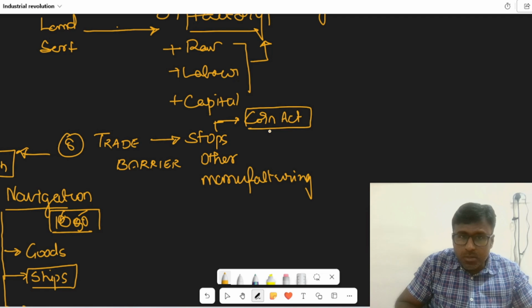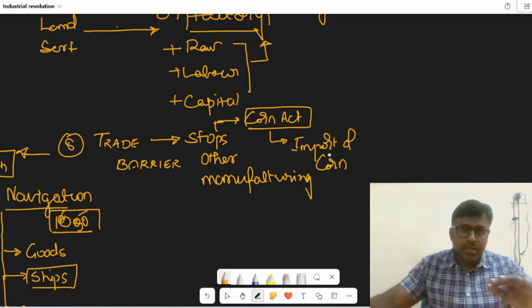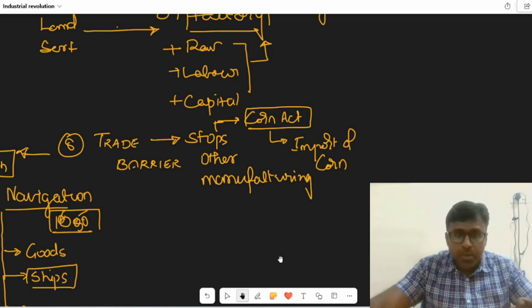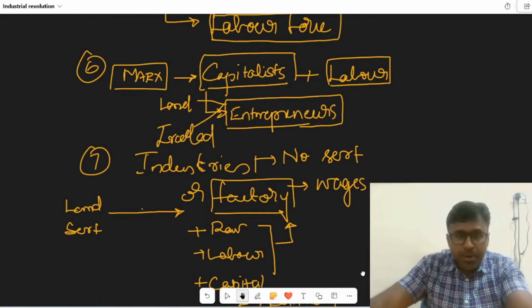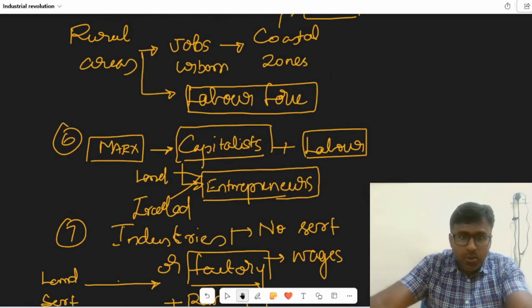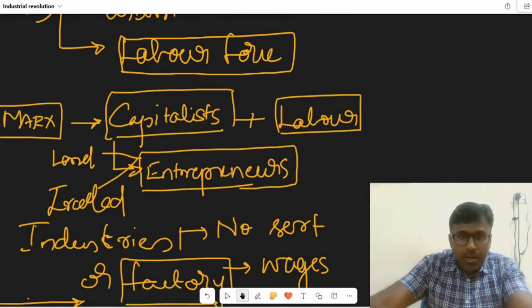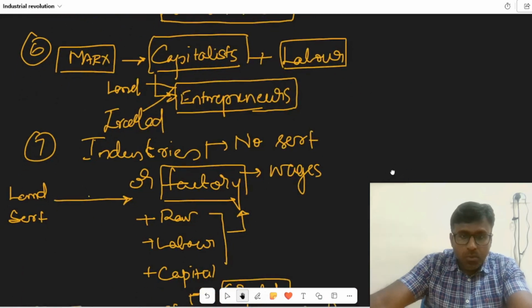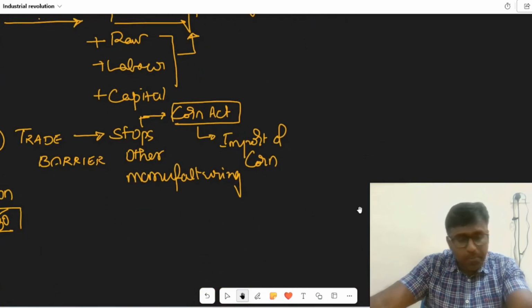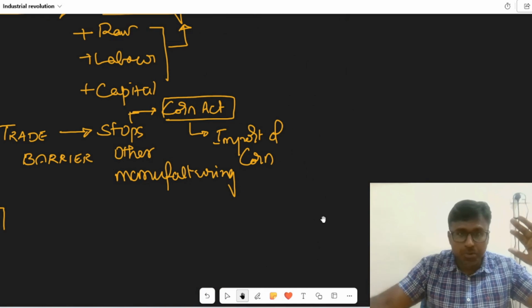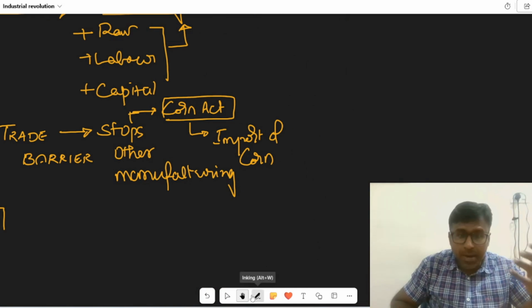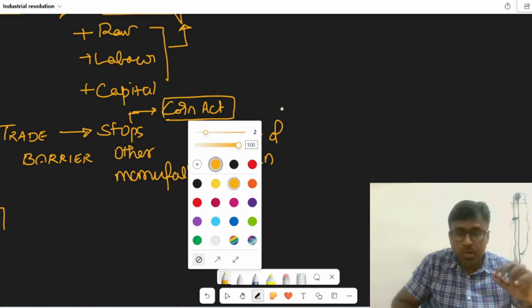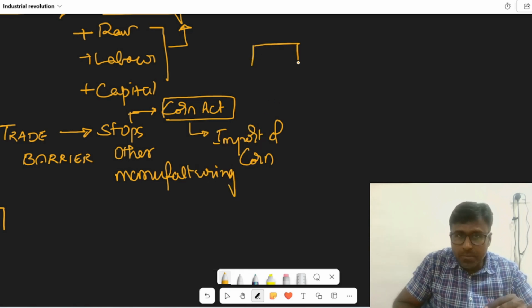Corn Act was an act where there was a prohibition on the import of corn. See, this is the change you should understand. Till now, the capitalists were only the land holding communities. Now, entrepreneurs are also coming. So, maybe I'll also make this in a separate video. Okay, I'll explain how they did that in Parliament. It's a very interesting story. I'll tell you in simple terms.